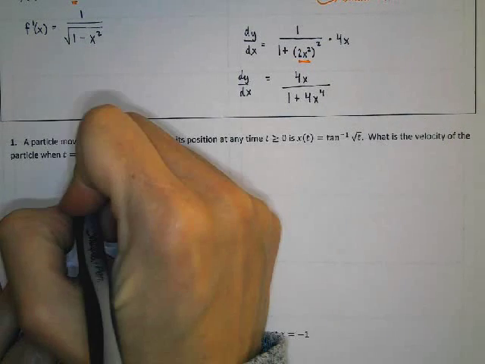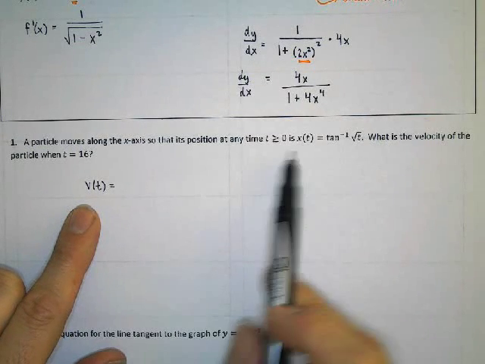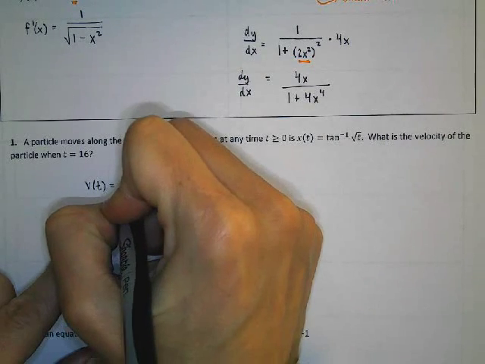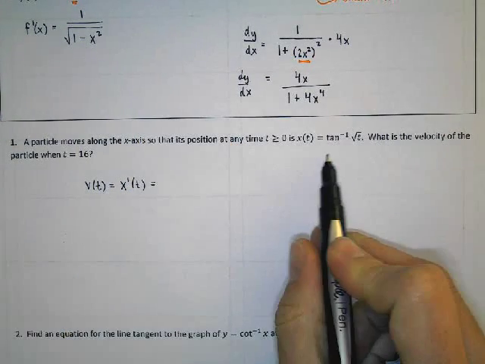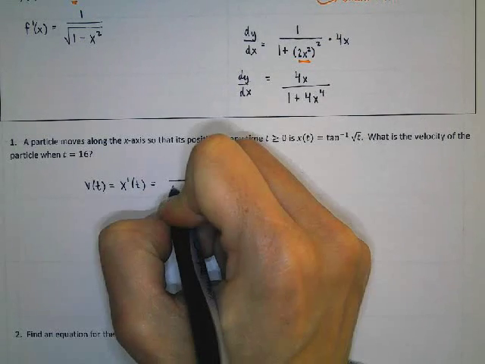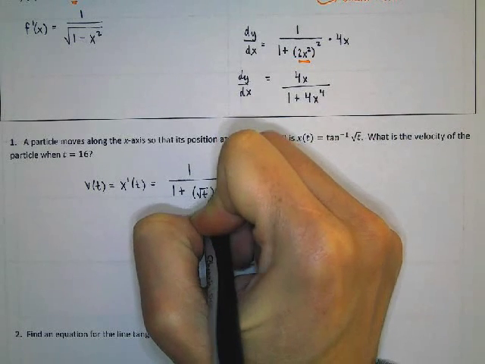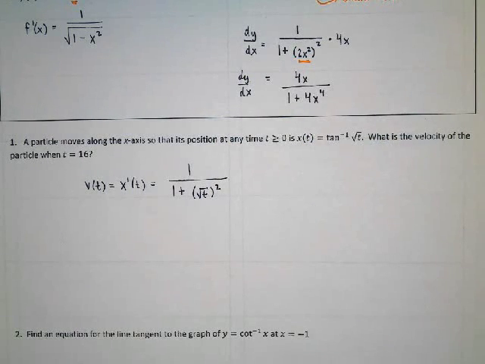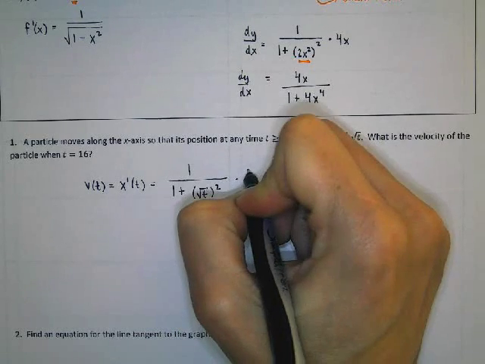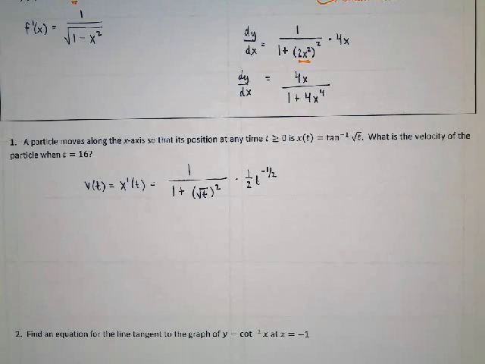So we know that velocity is the first derivative of position. And our position is this function here. So we're going to take x prime of t, and we're going to use our formula for inverse tangent. So I know that's going to be 1 over 1 plus my square root of t, and I'm going to square that. And then I'm going to multiply by the derivative of the square root of t, so times 1/2 t to the negative 1/2.